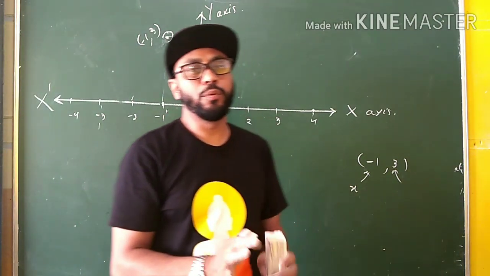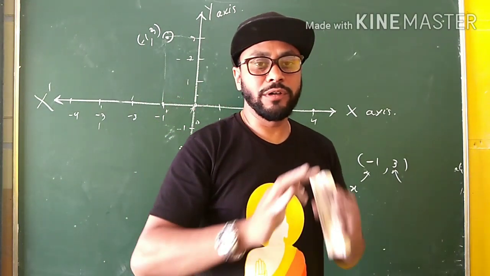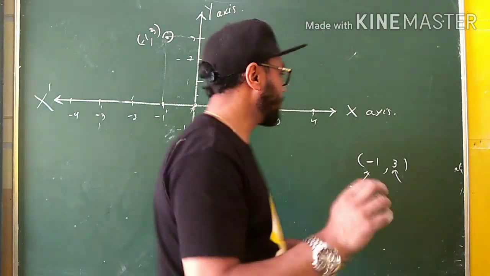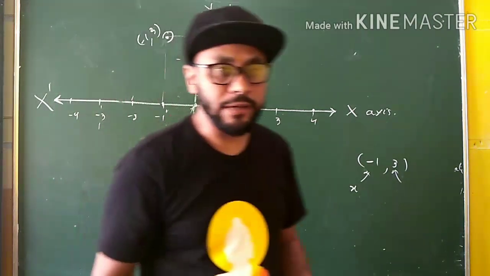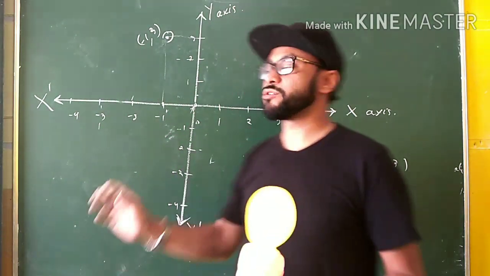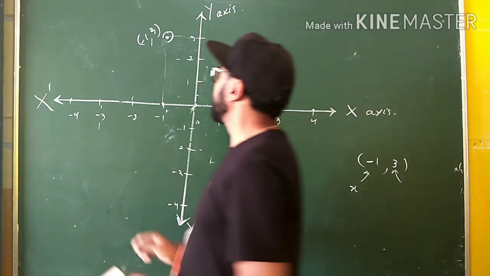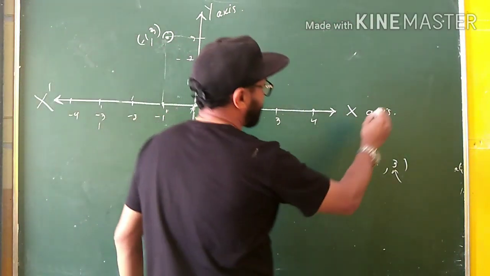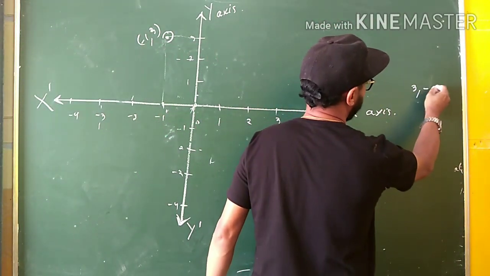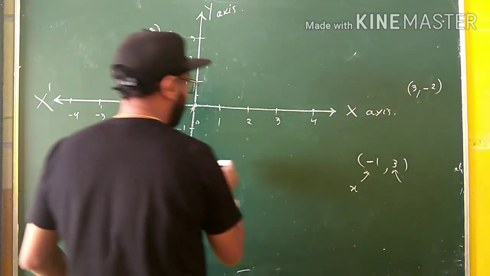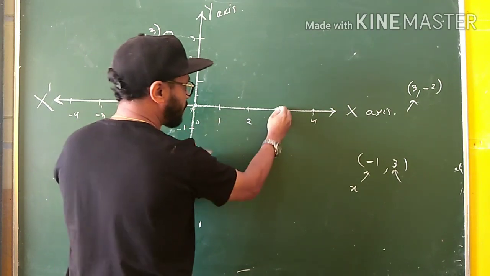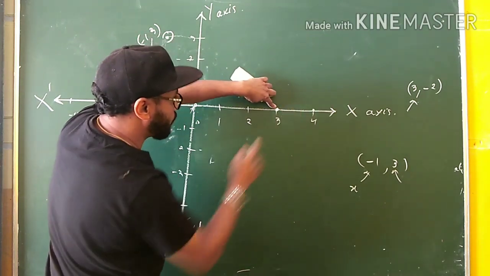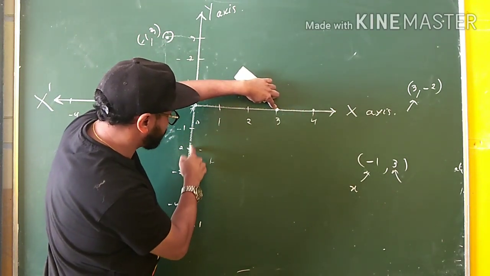The plotting of a point is very, very important. If you don't know how to plot the point, then it will be very difficult for you to understand or to do the exercise. Your first exercise is based on plotting the point. Okay, now let's take another example. 3 and -2. Abscissa is 3. That means positive. So you go this side 1, 2, 3, and y is -2. So negative 2 is here.